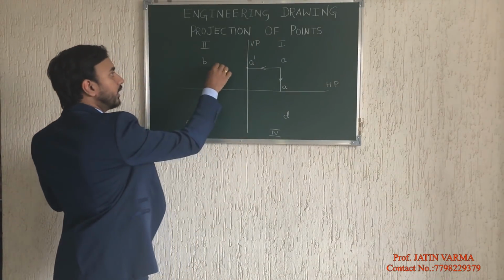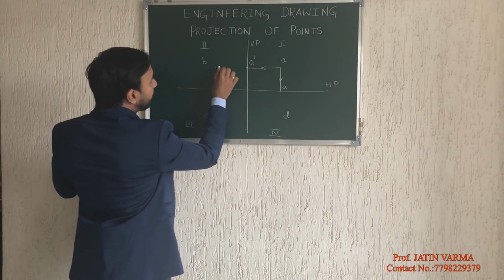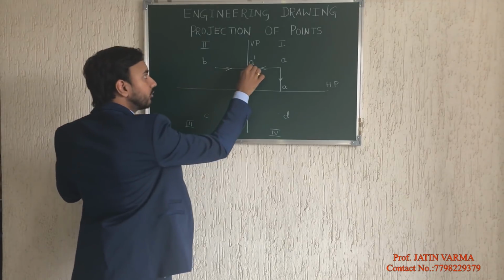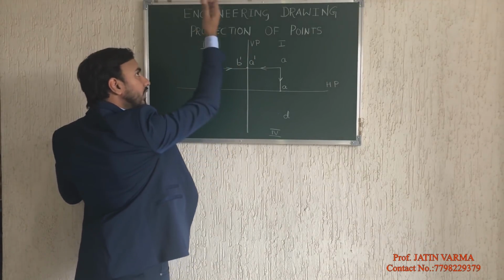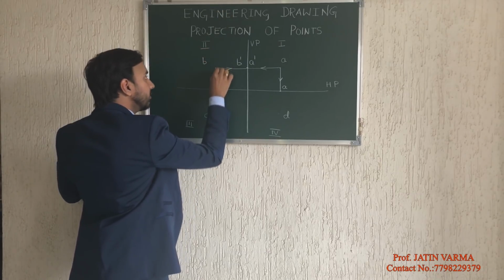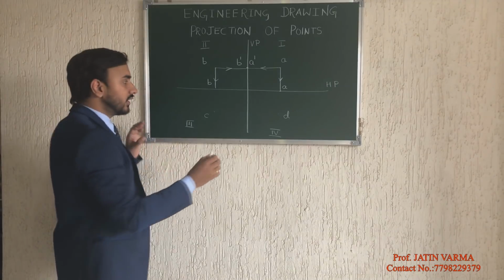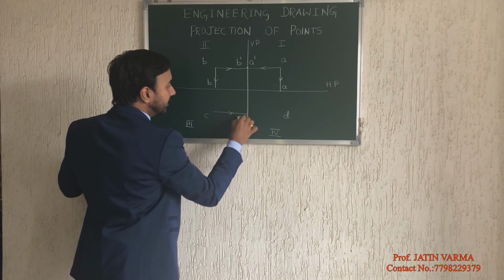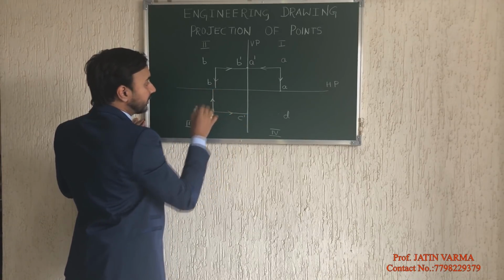Similarly, when I am talking about point B in the second quadrant, when I am looking at the object, again this becomes my front view. So this will be B dash. If I am looking from the top, again observer, object, and the plane, so this will become B. Similarly, this is my third quadrant. If I look from here, this becomes my front view. So this will be C dash. And for the other image of C, that is the top view.